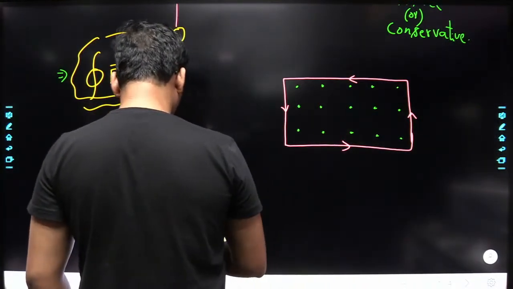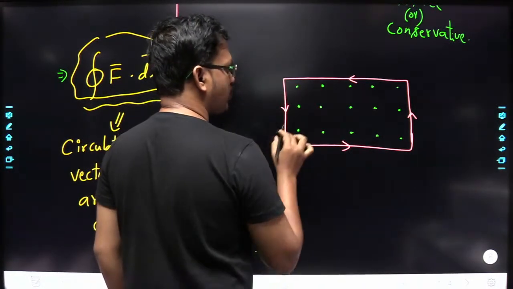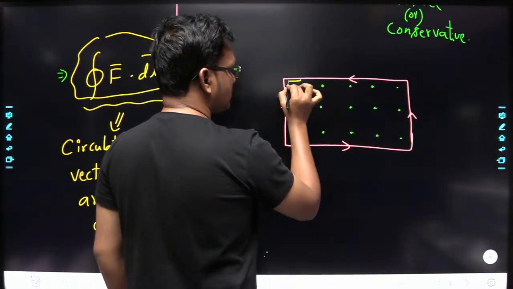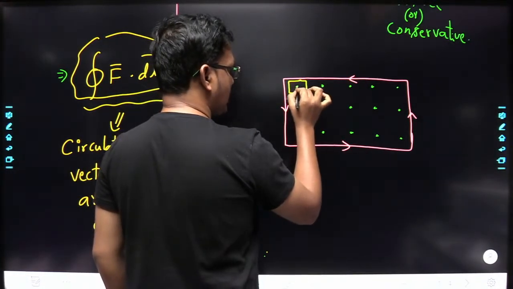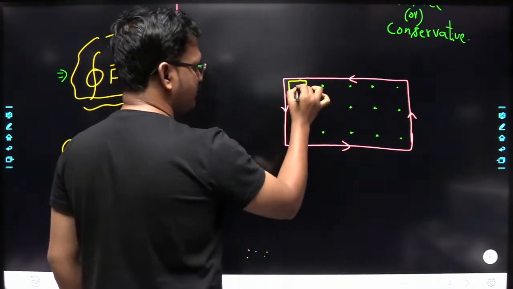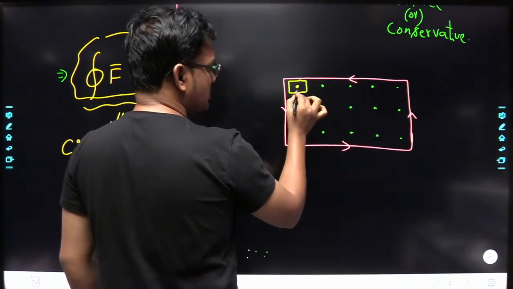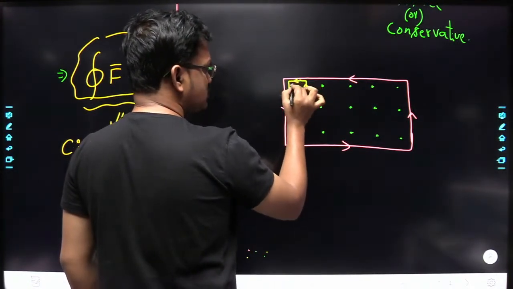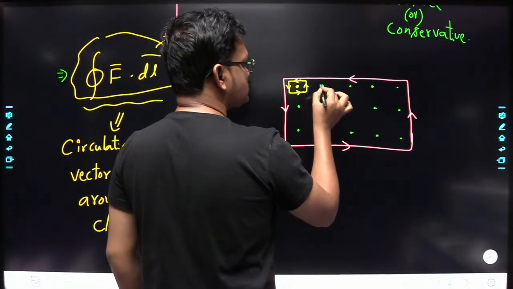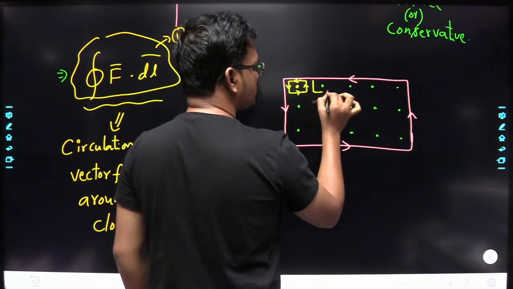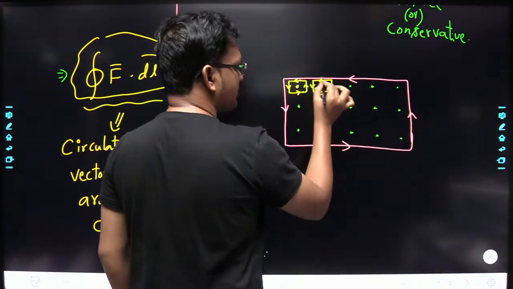So now what I am doing here is I'll try to determine the circulation of the vector field about this point. Let us assume the field is circulating about this point in this manner. Here also I have a source, so this source is also producing some circulating field about this point.